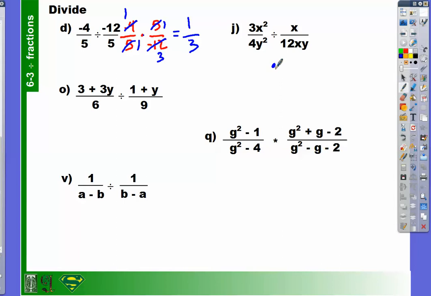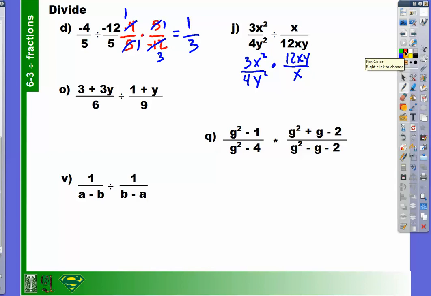Which number becomes its reciprocal? The second one. So instead of x over 12xy, we have 12xy over x. And my second term stays the same. So we have 3x squared over 4y squared. And now it's time to do our great crossing out, because we don't want to multiply and then cross out. That's extra work. So what's going to cross out here?